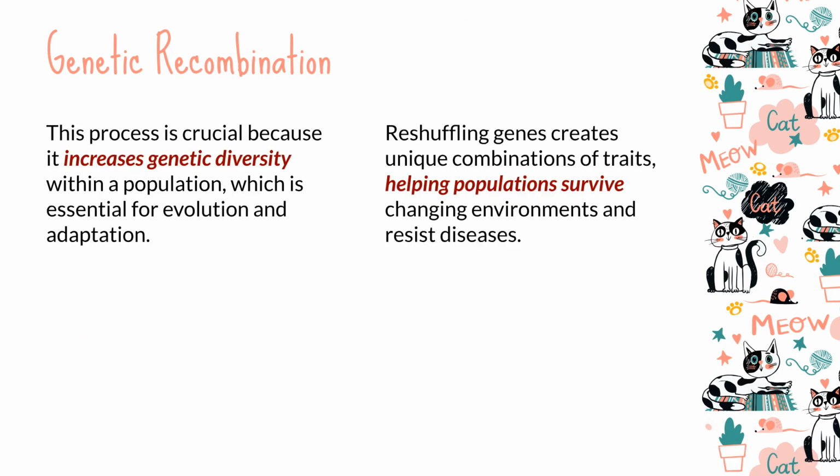Genetic recombination is important because it increases genetic diversity within a population. By reshuffling genes, organisms produce unique combinations of traits. This variation helps populations adapt to changing environments, survive diseases, and drive the process of evolution.